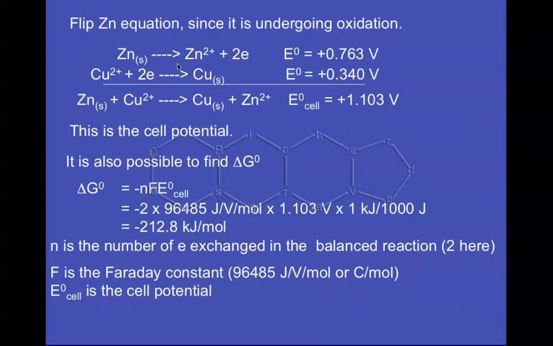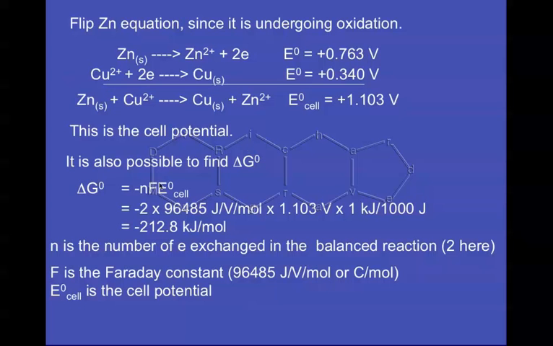Alright, so we flip this one. We leave this one the way it is because it's still a reduction. Now we can go ahead and add the reactions together, and that gives us our total reaction of the cell. And we just add these voltages together now, and that gives us our E0 cell value. So this would be the voltage that would be released by the cell, or it's called a cell potential.